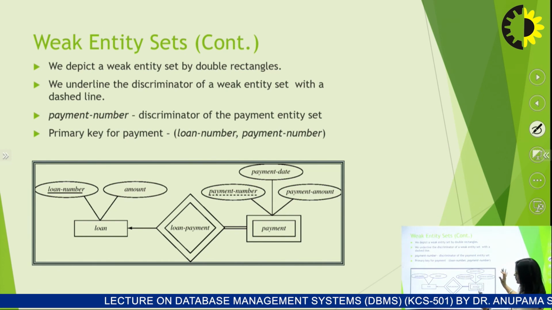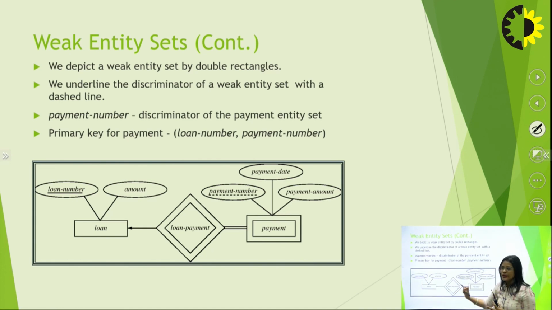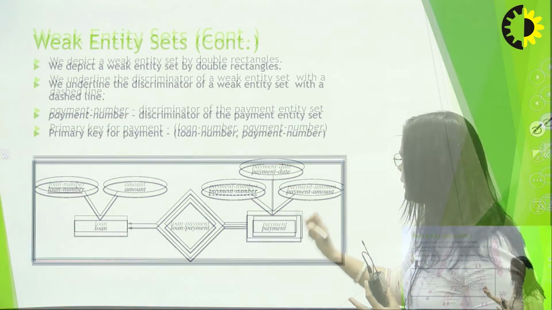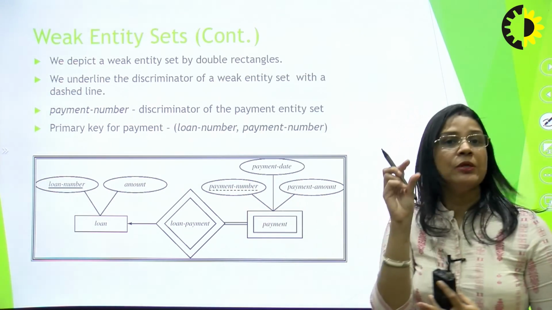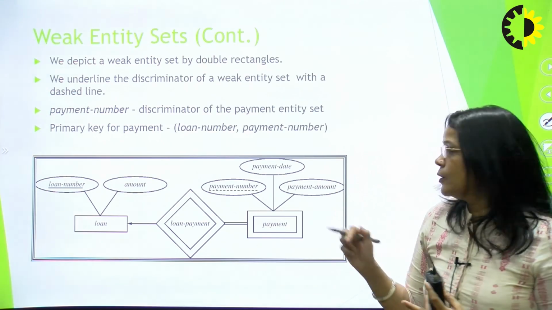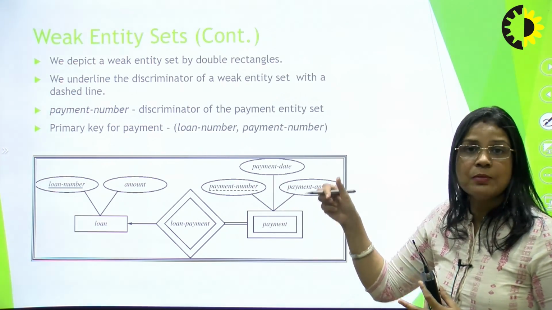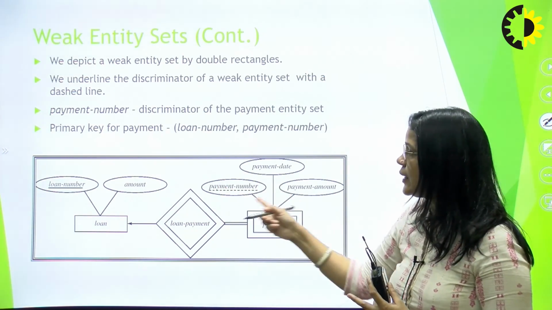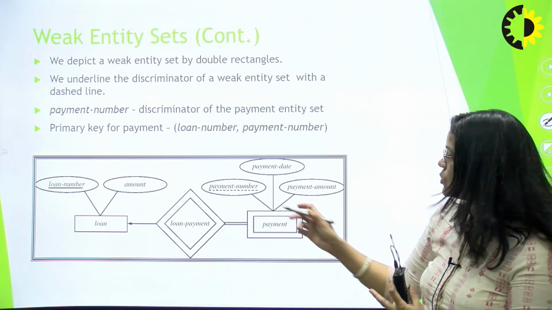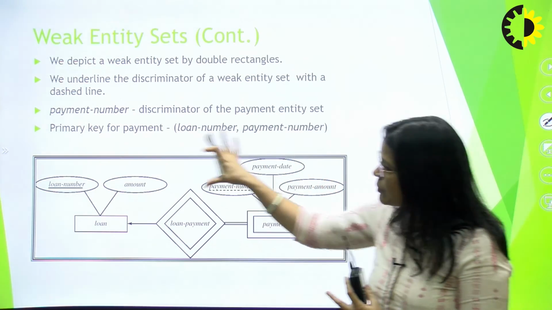Okay. So here we have an example where loan is a strong entity and payment is a weak entity. Payment number, payment date, payment amount are the attributes. Here we can see that payment number will be unique for every payment, but it is not the primary key. It is the discriminator. Payment number can be the same for another loan's payment also. So it cannot uniquely identify among the payments, right? So it is the discriminator, because this weak entity payment depends on this loan.